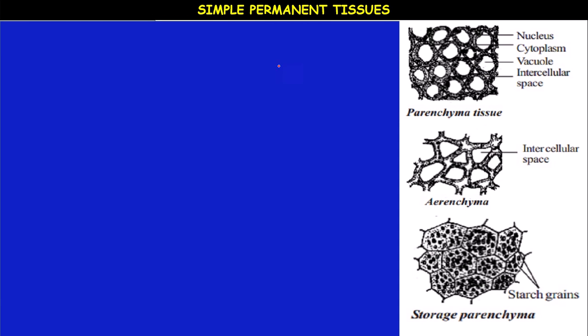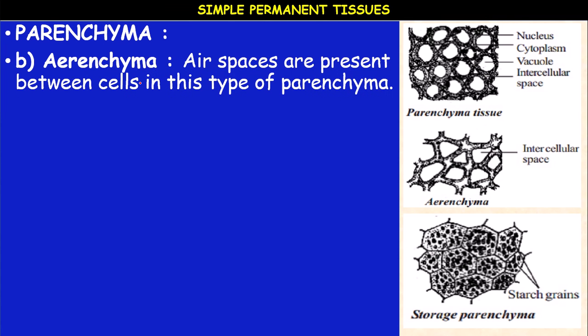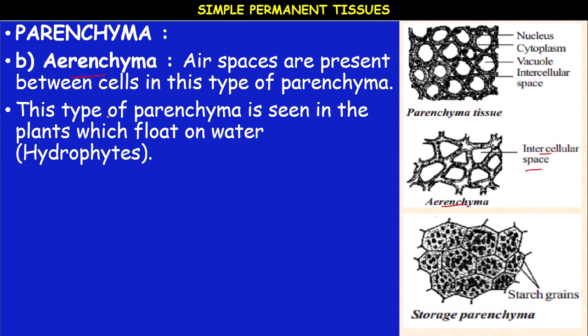The next type of parenchyma tissue is aerenchyma. As I told you, they help in buoyancy. Air spaces are present between the cells in this type of parenchyma. So, you can see this is the aerenchyma. Intercellular spaces are present, and they are filled with air. This type of parenchyma is seen in the plants which float on water, hydrophytes, water plants. Pistia is an example.